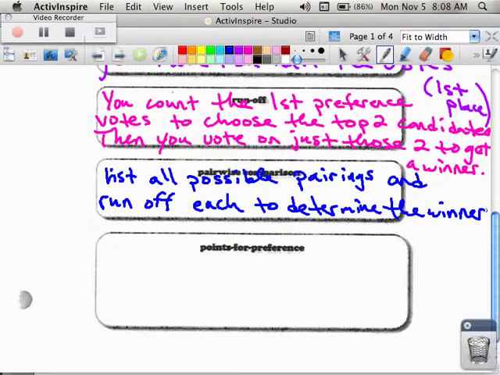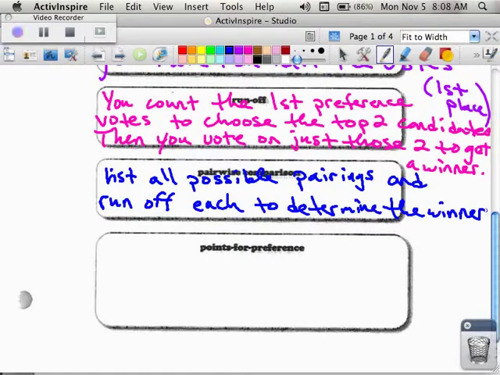So for example, if Shirley, Caleb, myself, and Mai are running for some kind of office, we'll check between me and Mai who wins. Me and Shirley, who wins? Me and Caleb, who wins? Caleb and Shirley, who wins? Caleb and Mai, who wins? Shirley and Mai, who wins? And whoever has the most winnings out of the pairing up, that's the winner. Okay, that's called a pairwise comparison.